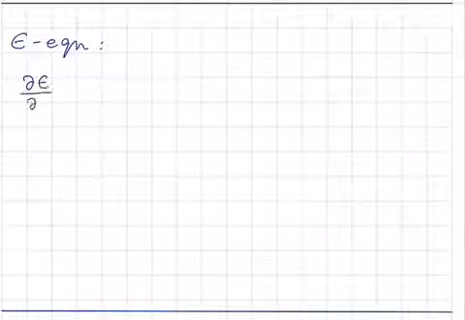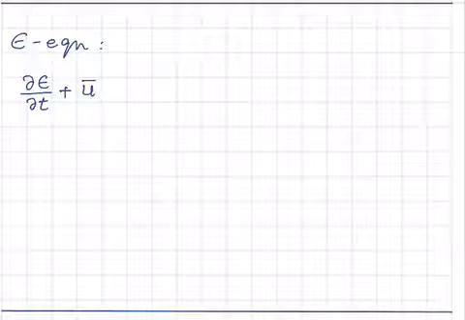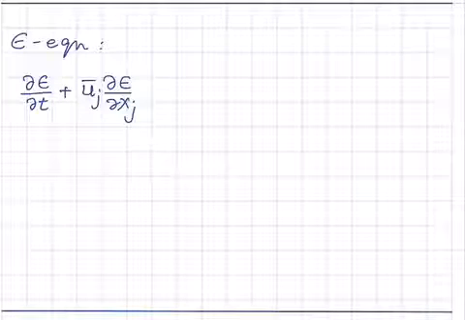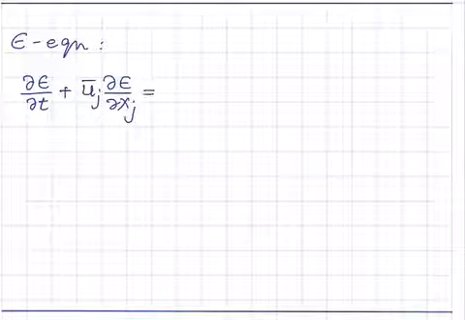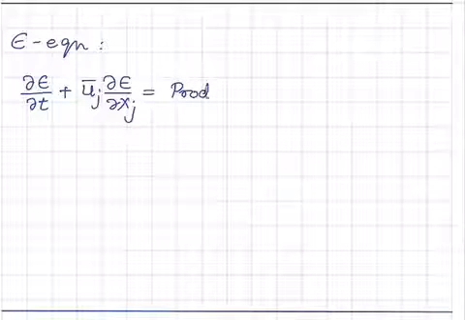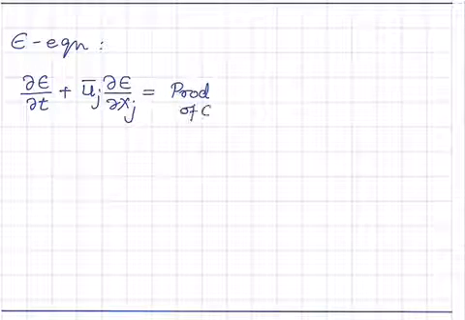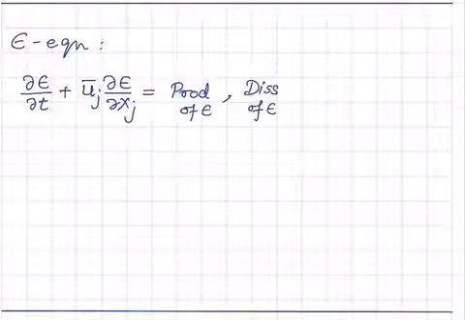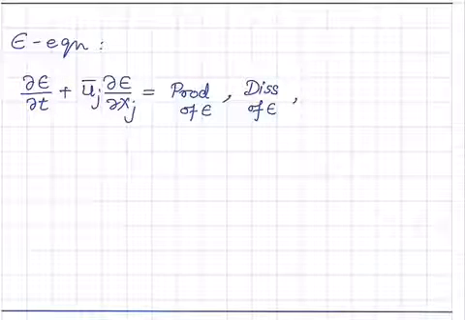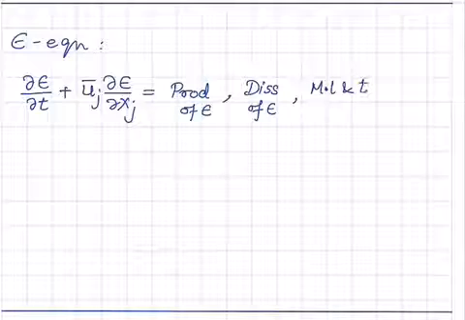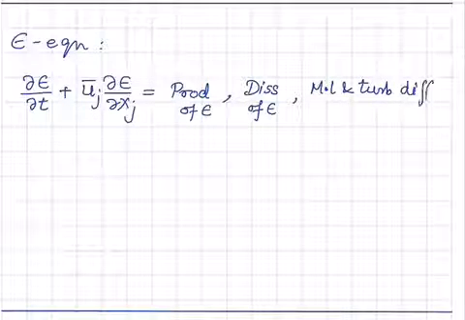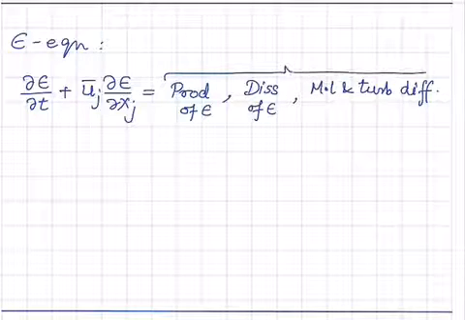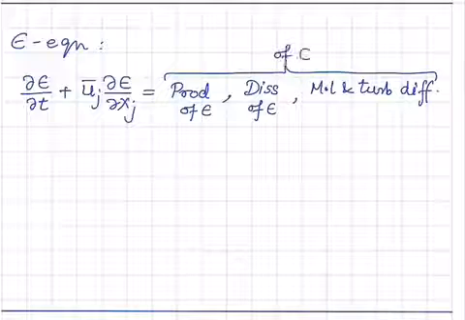d/dt of epsilon plus u bar j d epsilon/dxj equal to production of epsilon, dissipation of epsilon, diffusion, molecular and turbulent diffusion of epsilon.